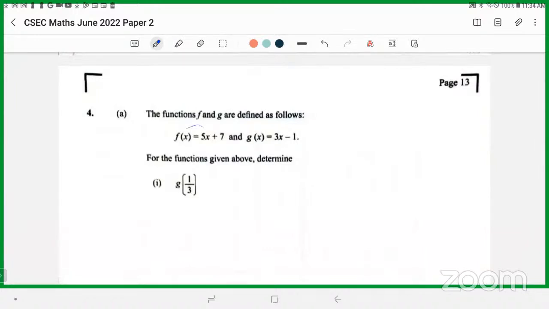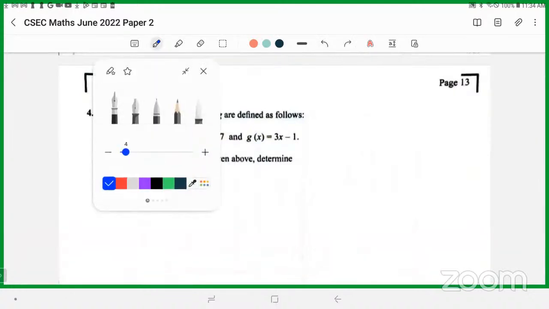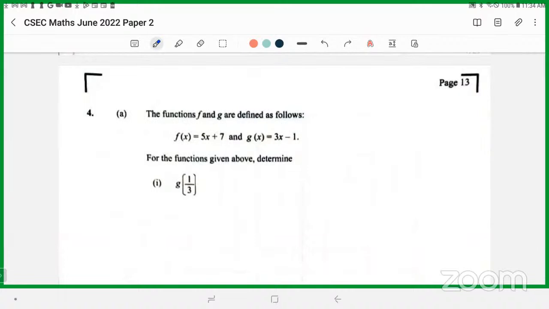So this question gives us these two functions, f and g. And it says for the functions given, we have to determine g of a third. So we're going to substitute a third in the g function right there to get it. Simple as that. So this becomes equal to 3 times a third, where the x is, we put a third.